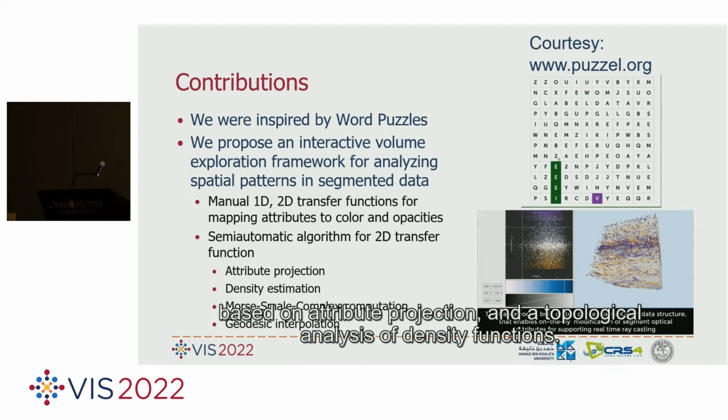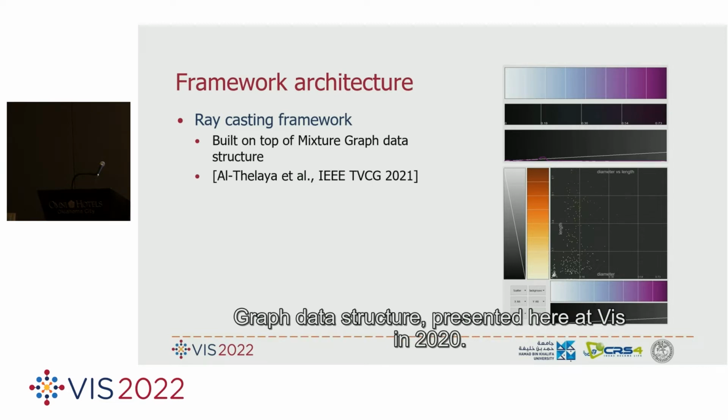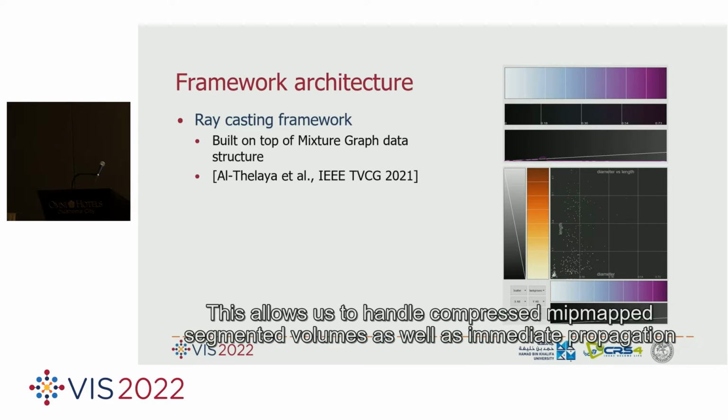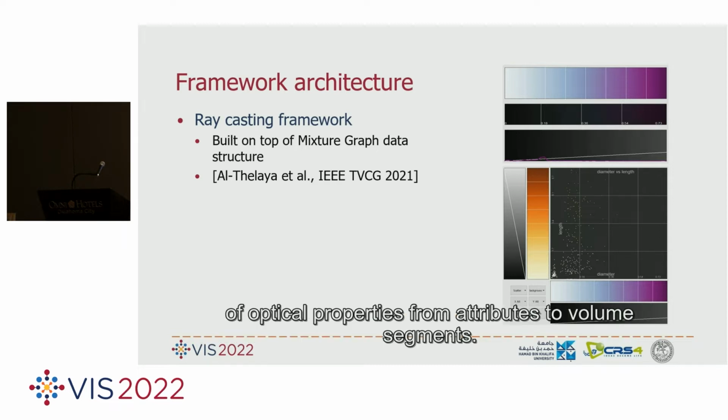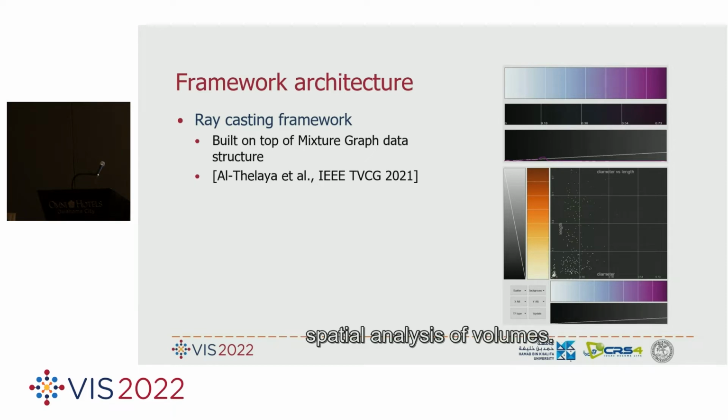We also propose a semi-automatic technique for computing 2-dimensional transfer functions based on attribute projection and a topological analysis of density functions. Our framework is based on a real-time volume raycasting renderer built on top of the mixture graph data structure presented here at VIS in 2020. This allows us to handle compressed mip-mapped segmented volumes, as well as immediate propagation of optical properties from attributes to volume segments.